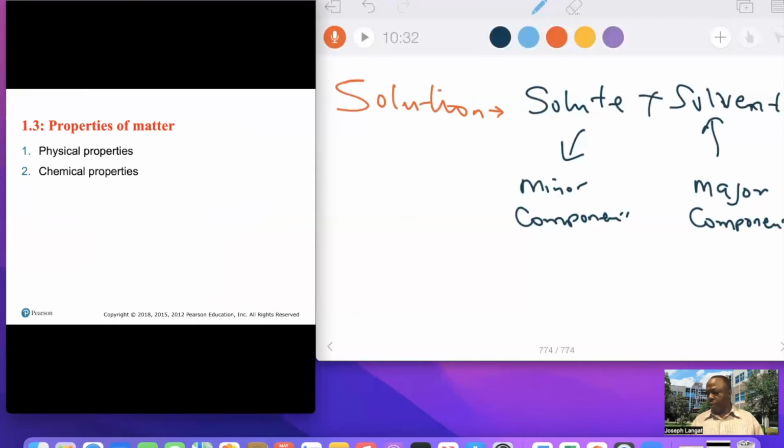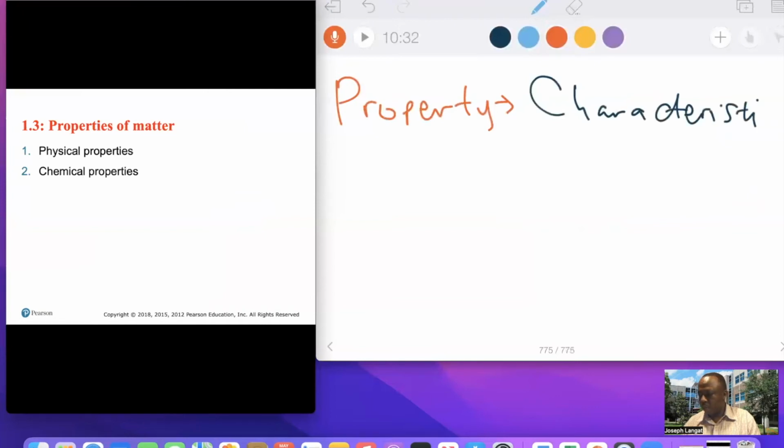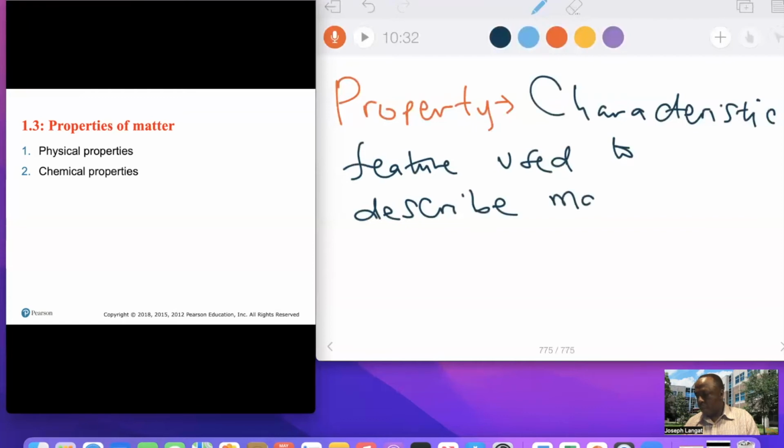All right. Moving on to section 1.3, properties. Before we look at the two types of properties, I want to define property. We call this just a characteristic or feature used to describe matter. This is solid, physical state. I have my calculator with me here, and it's a solid, it's black, the color, I'm describing it. So anything you use to describe matter is called a property.